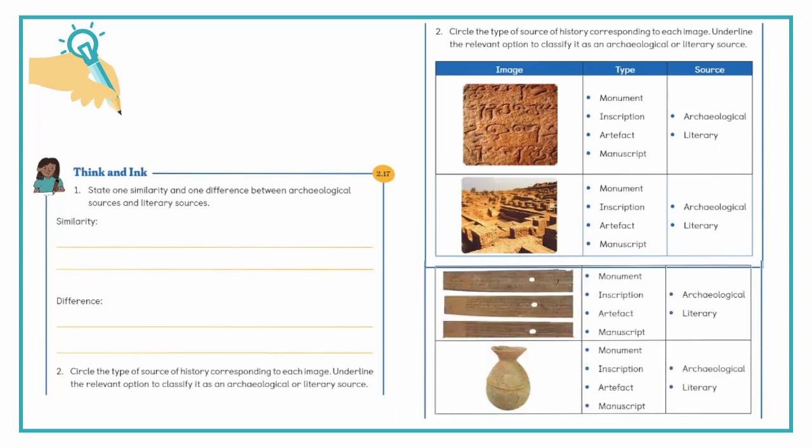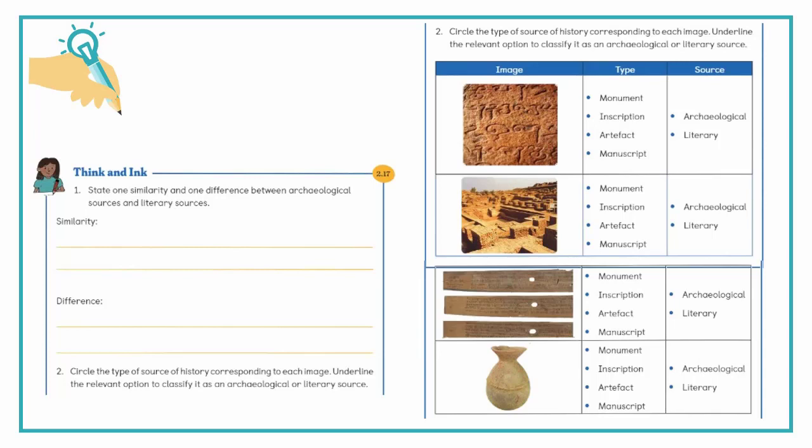Now see again. Something written on palm leaves. What is it? Monument, inscription, artifact, manuscript. What source is it? Archaeological source or literary source? Good. Listen to the lesson and answer.